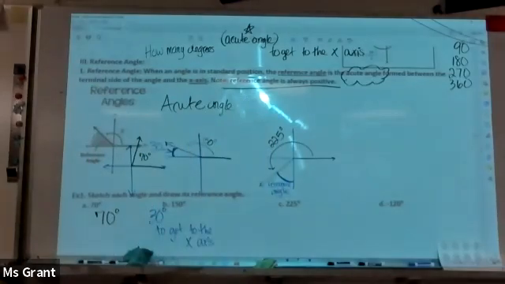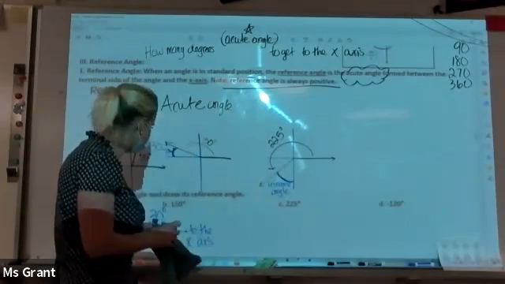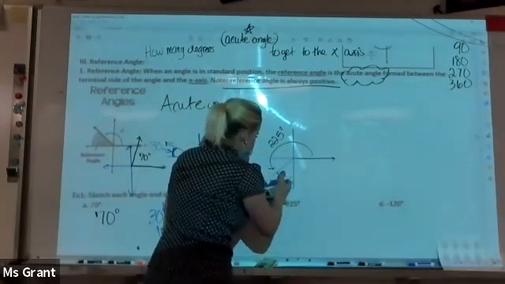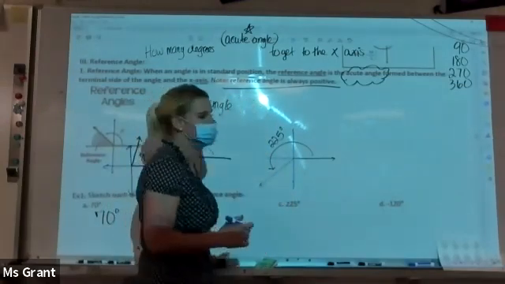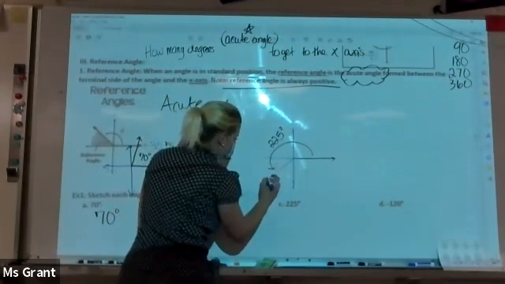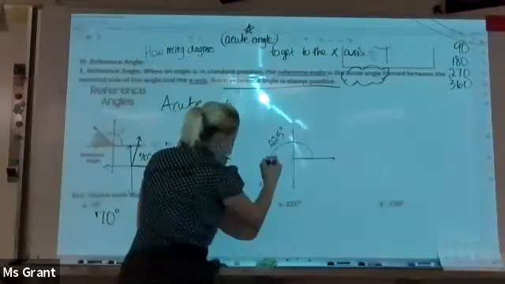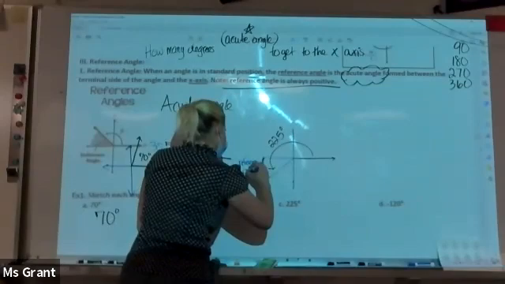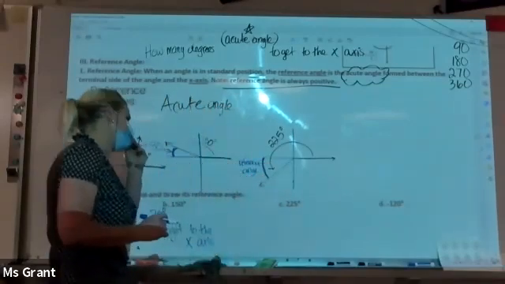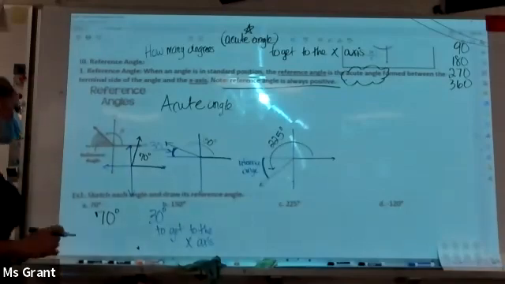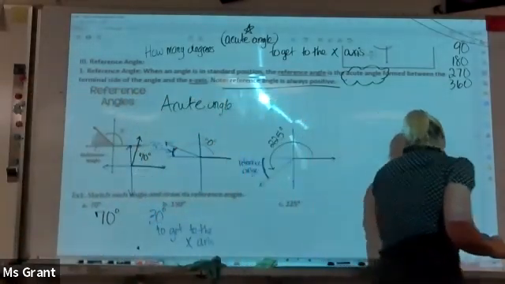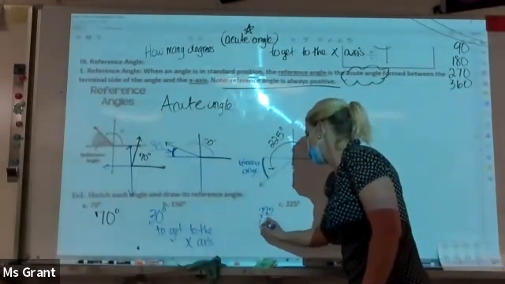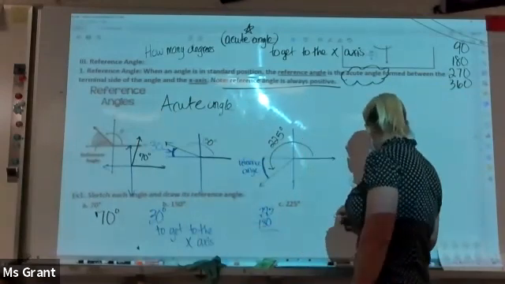How much from 225? Oh, whoa. You guys, so sorry. That's the coterminal. No, that's not. Hold on. It's here. Wow. Bad move, Mrs. Graham. Here's the reference angle. Remember to get back to the x-axis. I apologize. 225 minus 180. The reference angle is 45 degrees.